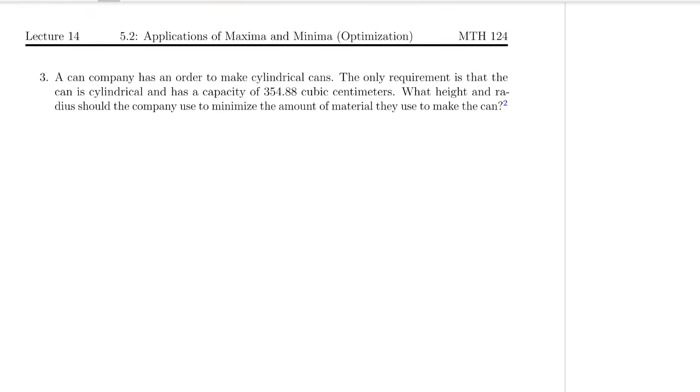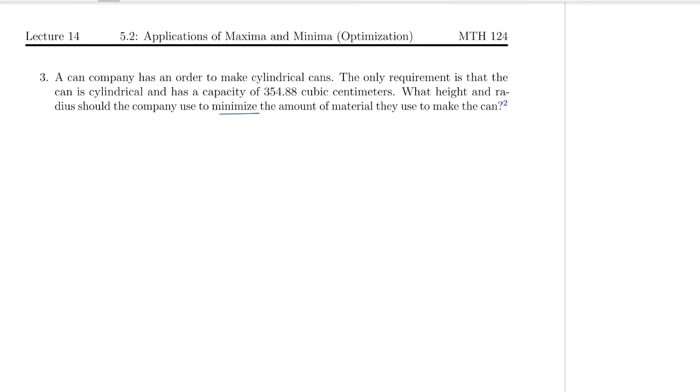So this again is a problem from the textbook. So hopefully you're seeing a pattern that these problems are coming from the textbook, and these are important problems to look at and study. Alright, so we're looking at cans for this problem. We see that the can has a capacity that's fixed, and then we're asked what height and radius should the company use to minimize the amount of material. So again, this explains why we will take this approach, because we're looking to minimize some quantity.